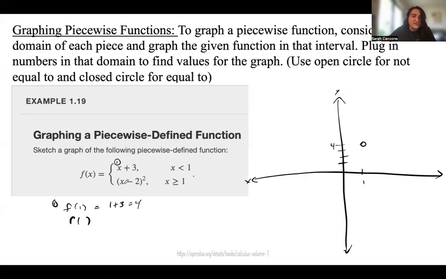Oh, it's doing it again. Let's go f of 0. Plug in 0, that's 0 plus 3, which is just 3. So at 0, we are at 3. And you know what? Let me do a different color for the graph to make it a little bit easier to see. So if we did -1 plus 3, here's -1 is positive 2.